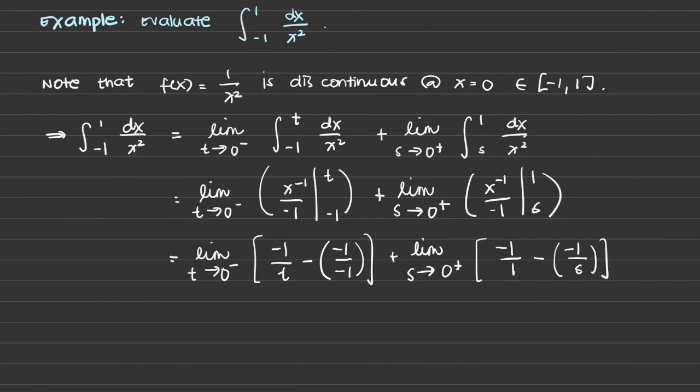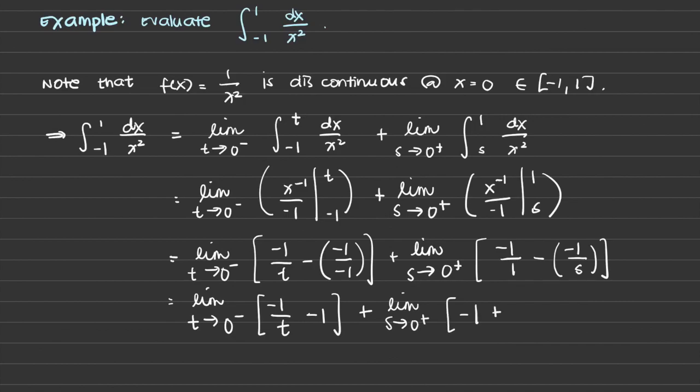And then just simplifying further, we have the limit as t approaches 0 from the left of negative 1 over t minus 1, plus the limit as s approaches 0 from the right of negative 1 plus 1 over s. Okay. So again, the constants of negative 1, let's just leave them. So the first term, negative 1 over t as t approaches 0 from the left. So you have negative 1 over 0 from the left. So that whole thing goes to positive infinity because 0 from the left is still negative. So it becomes positive infinity.